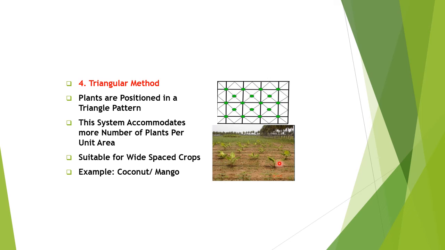Everywhere you will see a triangle pattern. If a plant is here, another will be here. So the triangle pattern is followed all along. It's usually done for plants which need wider spaces. We call them wider-spaced crops. In coconut and mango, this is also done.